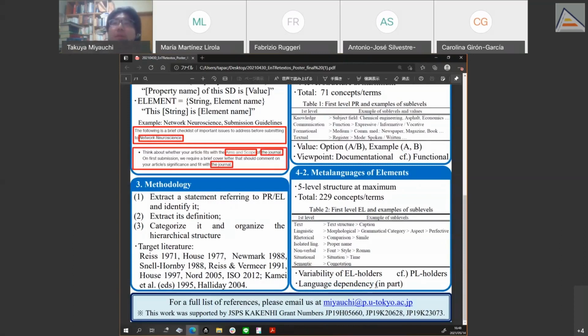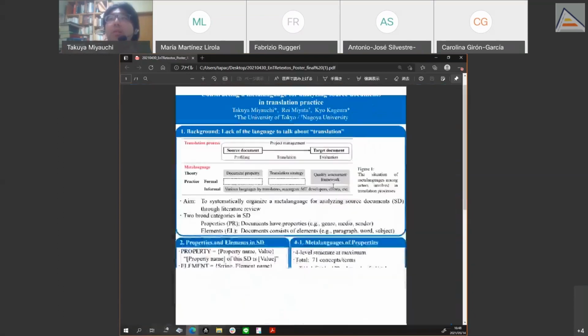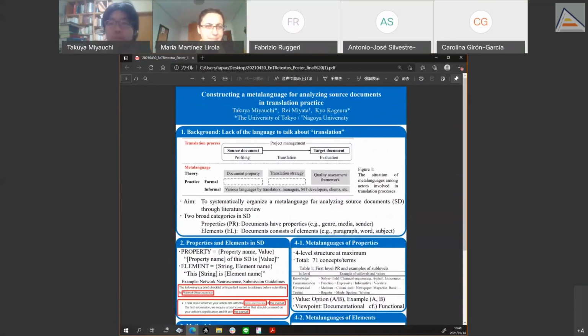So for example, linguistic elements vary in accordance with languages. This is an interesting thing in our meta-language of elements. So this is that. Thank you for hearing our research.